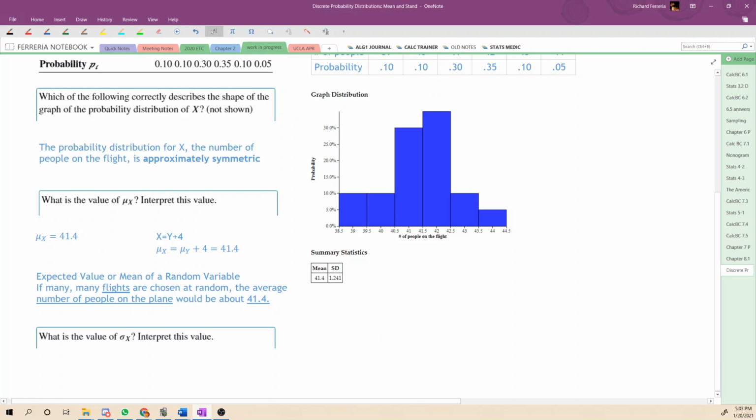The last part of this problem would be to find the value of sigma x and to interpret that value. We already saw from Statlet, we didn't do it on the calculator, we just did this on Statlet, that the standard deviation is 1.241. Let's figure out how we got to that number.